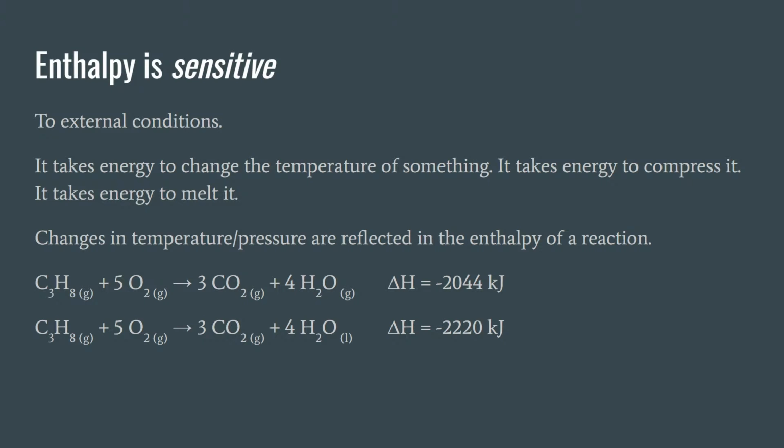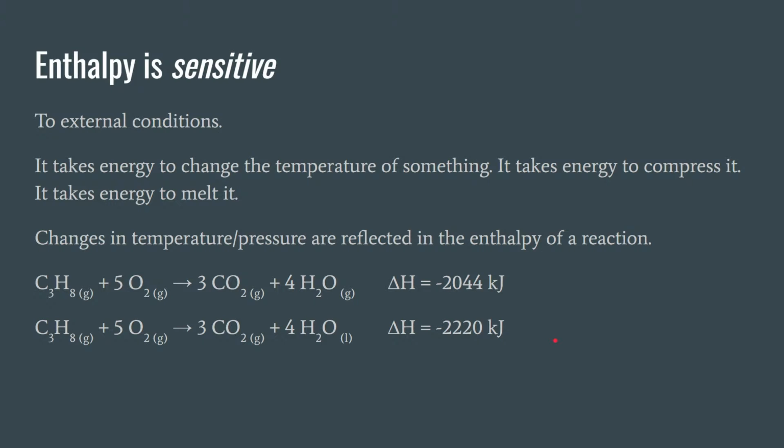If you do something, almost anything, to change the conditions that things are happening in, then that will have a big impact on the enthalpy of a reaction. So look here, we have propane reacting with oxygen to produce CO2 and H2O, with the enthalpy change being negative 2044 kilojoules per mole. Here we have propane plus oxygen reacting to produce carbon dioxide and water, and the enthalpy change of our reaction is negative 2220 kilojoules per mole.